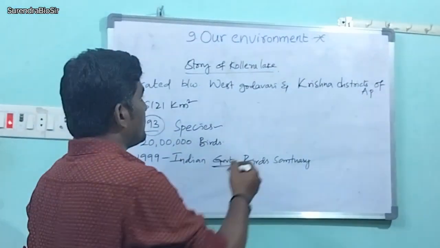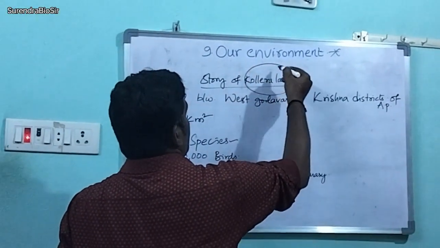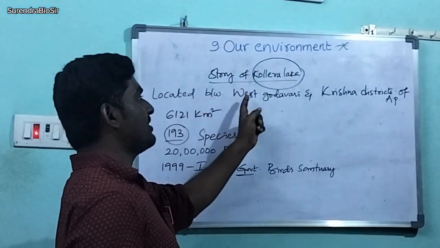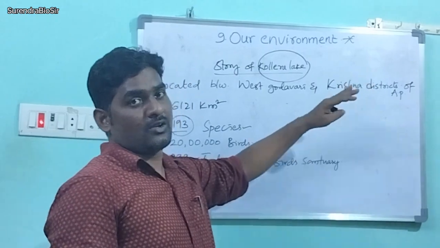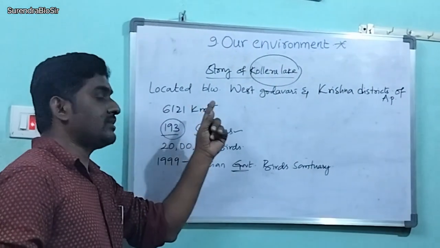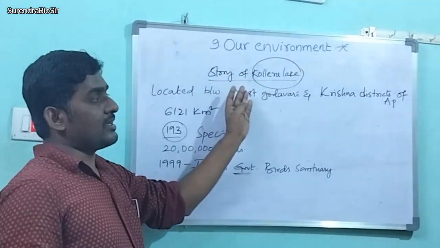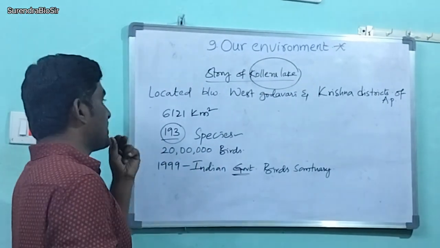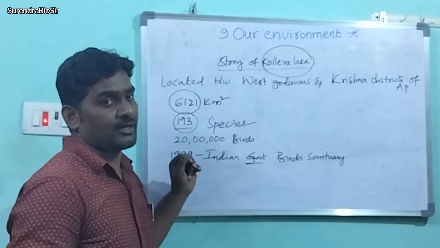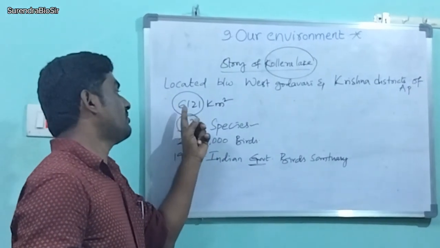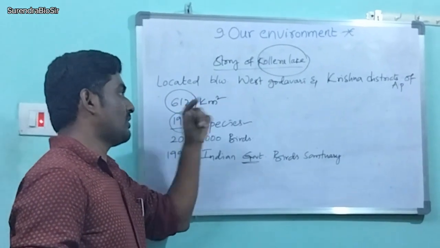This Kolleru Lake is a sweet water lake located between the West Godavari and Krishna districts of AP, not in Telangana right now. But here, this is a sweet water lake which extended up to 6121 square kilometers.